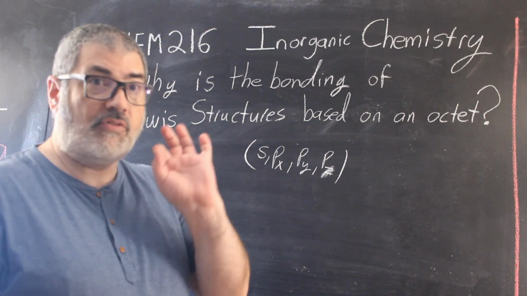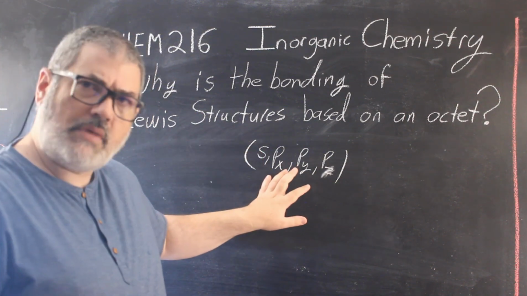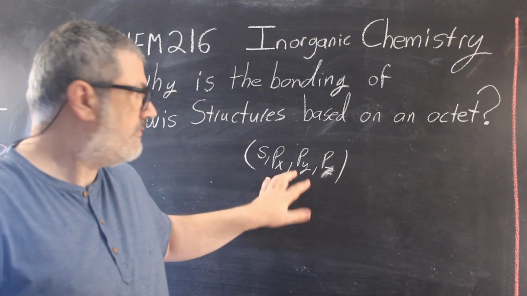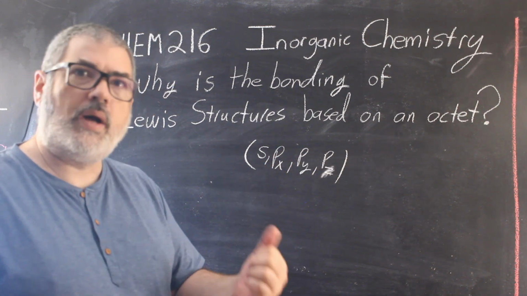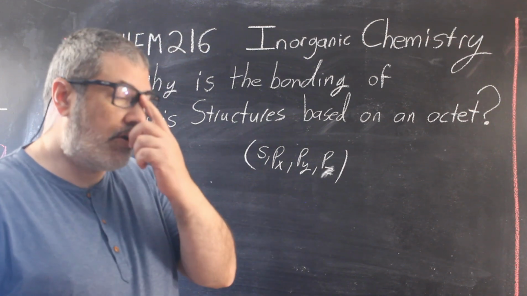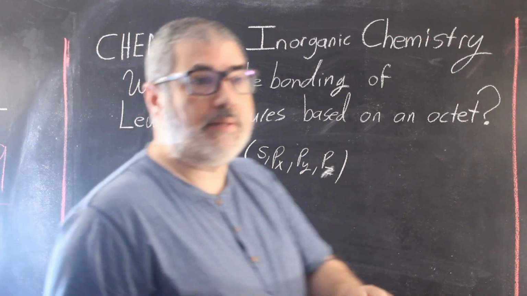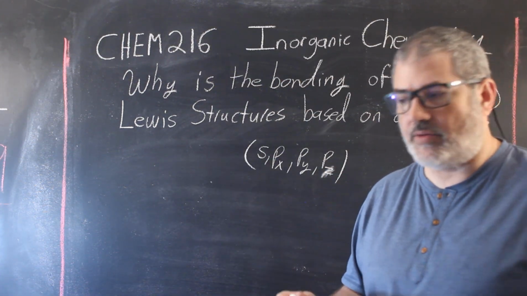But there's a huge catch to this. This octet rule fails a lot. Why? Well, because we have other orbitals. We have the d orbitals. And there are other aspects of chemical bonding that Lewis dot structures don't take into account.